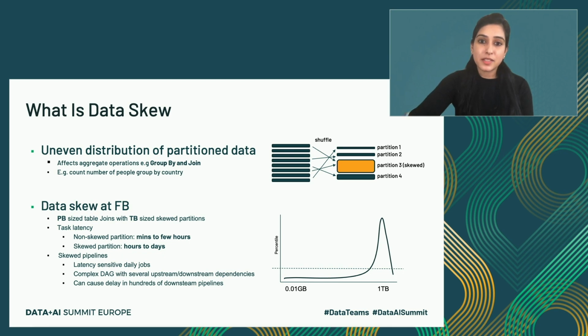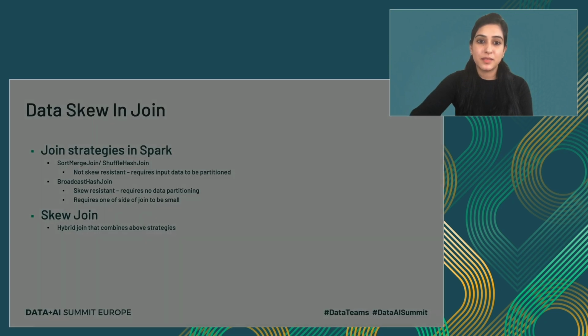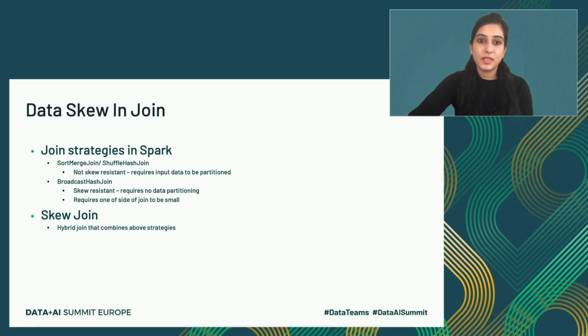Skewed pipelines are often latency-sensitive daily jobs with complex DAGs. Delay in a single skewed pipeline can cause delay in hundreds of downstream pipelines that depend on it. Even though skew affects both aggregate operations and joins, in this talk we will focus only on joins.